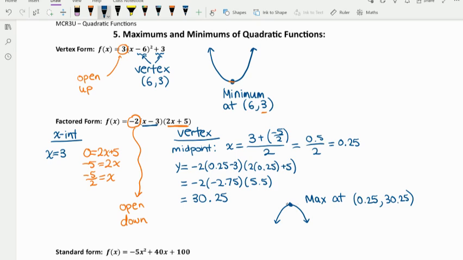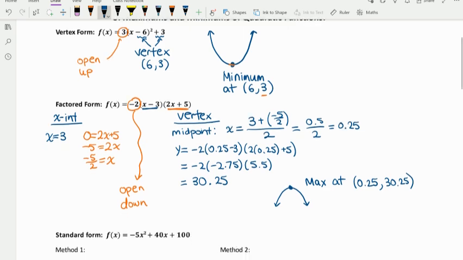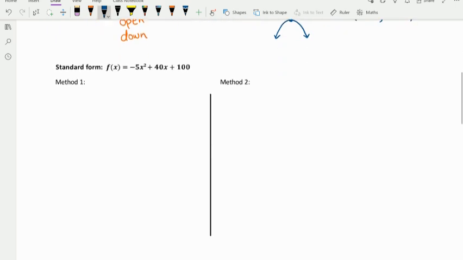So you find your vertex and you also consider your coefficient, like your a value, to figure out is it going to be a maximum or a minimum. Last one is a standard form. Standard form isn't very helpful when it comes to looking for the vertex, so you actually have to convert it either into the vertex form or the factored form. I'll show you two ways. So method 1, we're going to convert it into the vertex form.